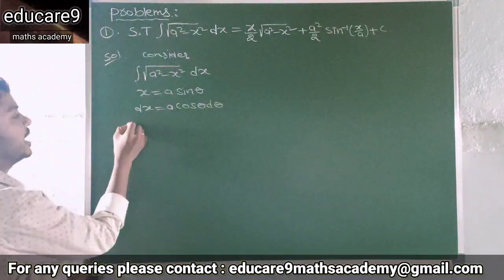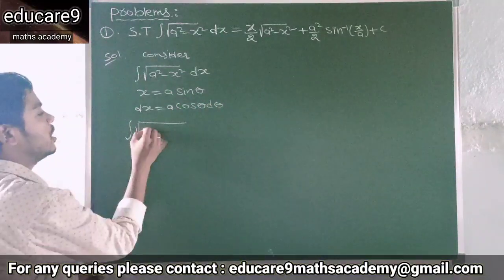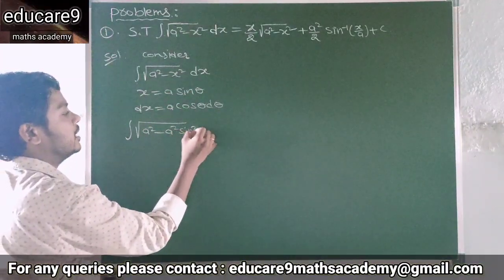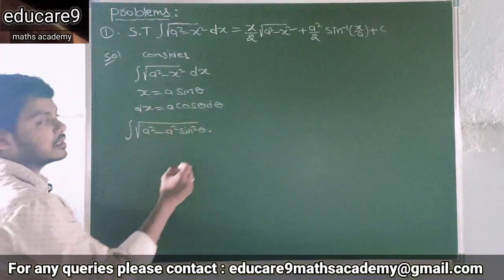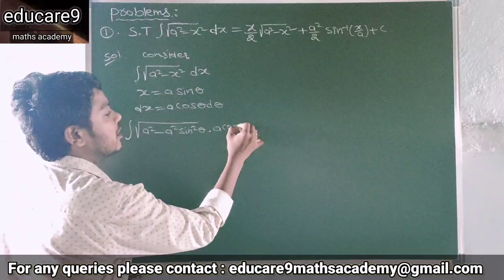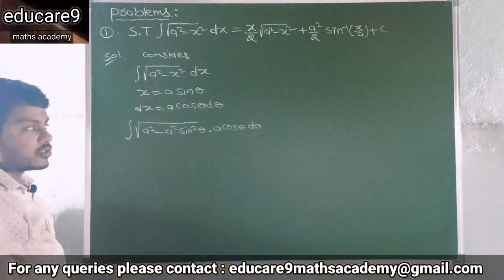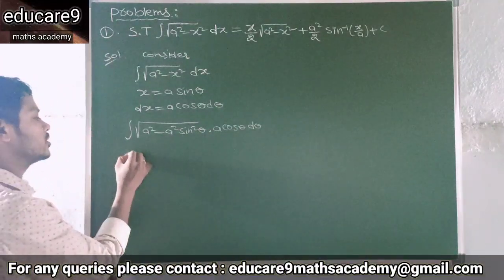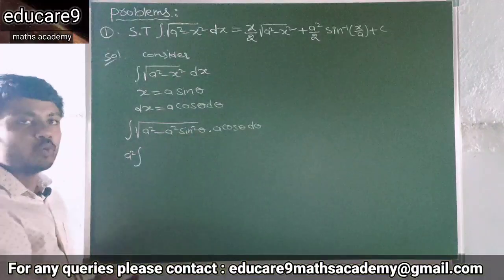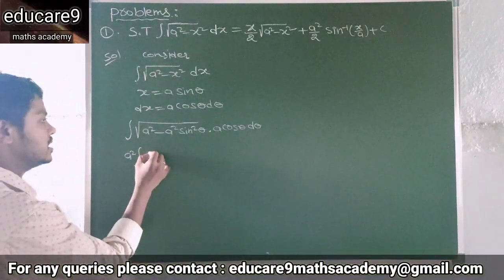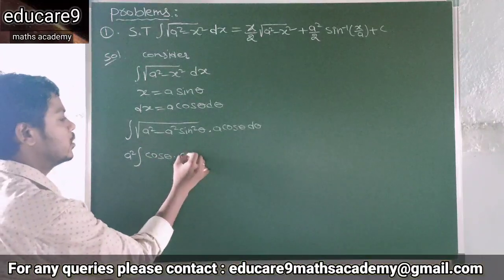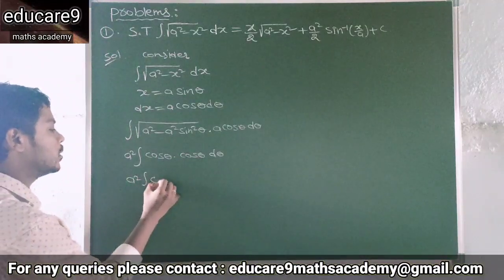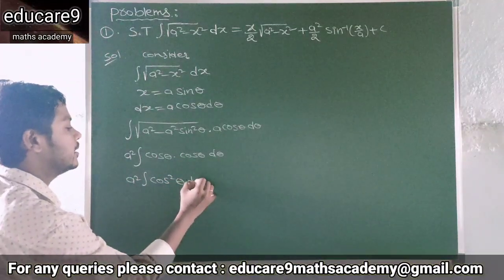Now substitute here, what you get, integration of square root of a square minus x square is what, a square sin square theta into dx, that is a cos theta d theta. So in this a square is common, you will get a. So a into a square, write outside of the integration, and under root 1 minus sin square theta, that is cos theta into cos theta d theta. So this is a square into cos square theta d theta.